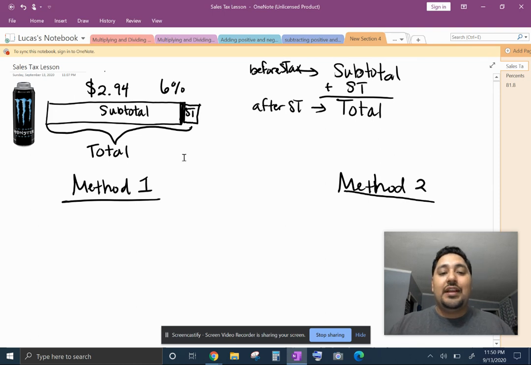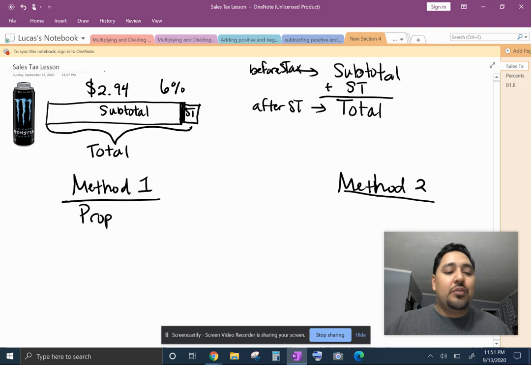So now that we have our vocabulary down and you understand in general how sales tax works, we're going to go into the methods for calculating sales tax. There are two different methods. The first method is a little bit more mathematical and helps your understanding for future lessons. The second method is a little bit more applicable to your everyday life. I'm going to go over the first method first.